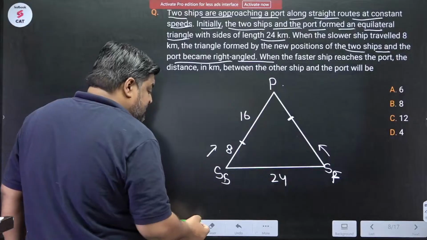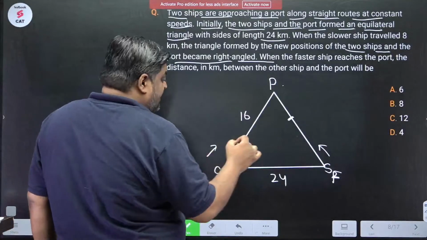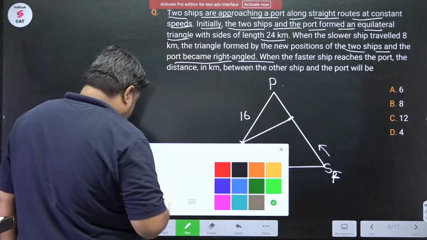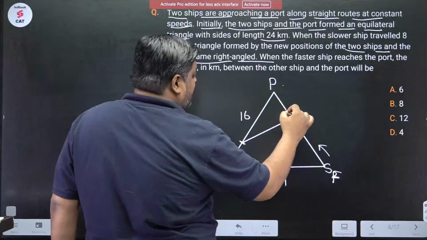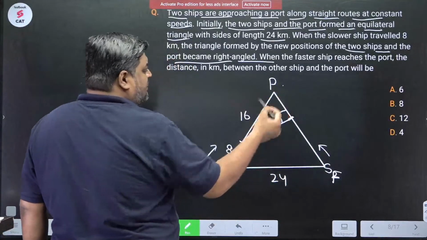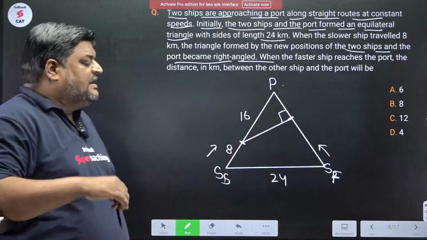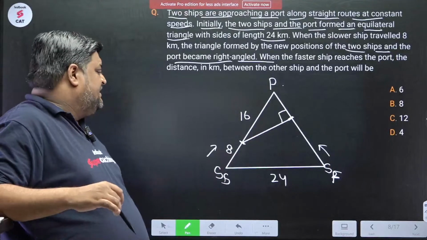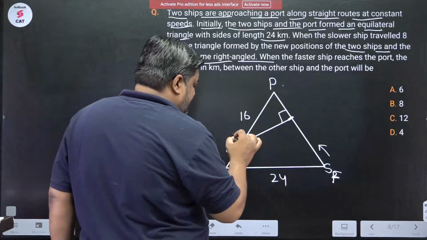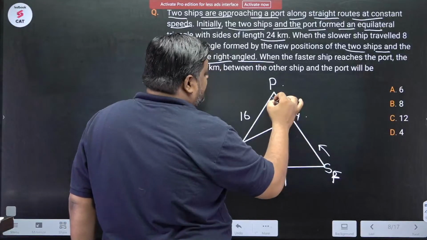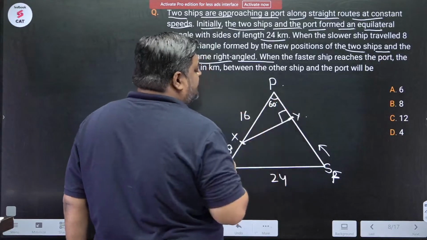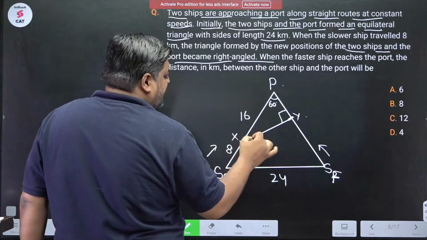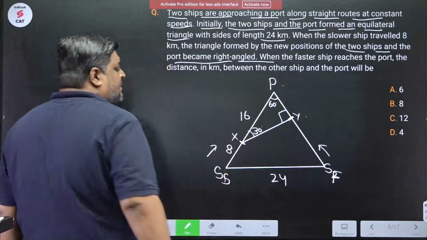But the catch is what they are saying, the new triangle formed is right angled. मतलब अब जो है इन तीनों, the port and the two ships, after this change, they form a right triangle. Very good. Let's name them. इस पॉइंट को x बोल देते हैं. Let's name this point as y. This is 60 degrees. Why? क्योंकि equilateral triangle है. Angle y is 90 degrees, so this angle has to be 30 degrees. Okay.